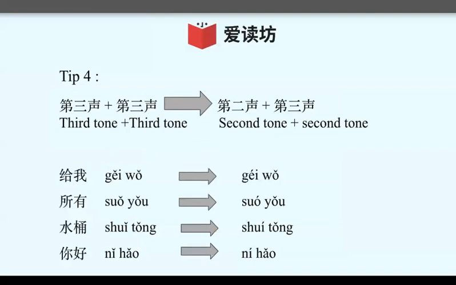Now going to tip 4. In two words with the third tone at the same time, you need to change the first word into second tone, and the second word is maintained as the third tone. 给我, 给 is like 给我, change to 给我, 所有, 水桶, 你好.